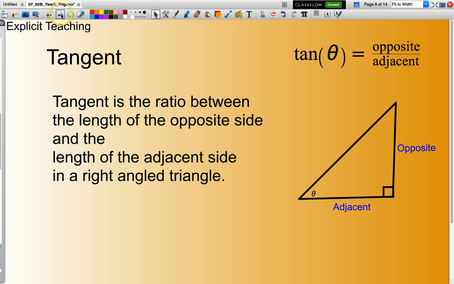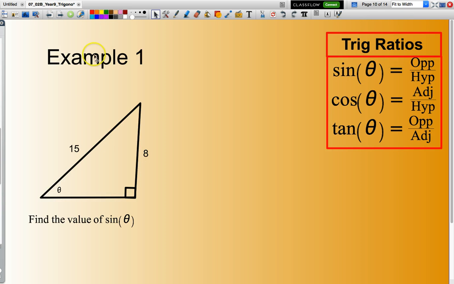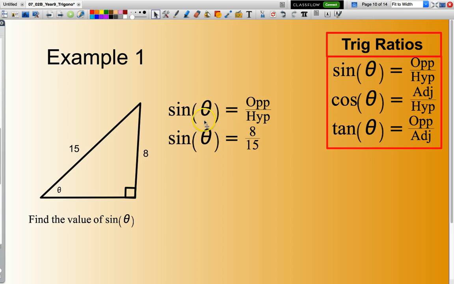Now, just a couple of examples here, where I'm asked to find the value of sine theta. Straight up, I know my trig ratios: sine theta is opposite divided by hypotenuse, cos theta equals adjacent divided by hypotenuse, and tan theta equals opposite divided by adjacent. So if I'm looking for the trig ratio for sine theta, then sine theta equals the length of my opposite divided by the length of my hypotenuse. So there you go.